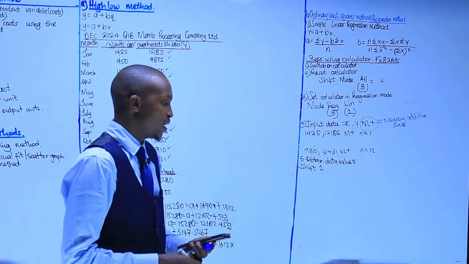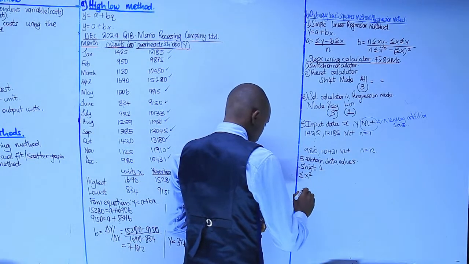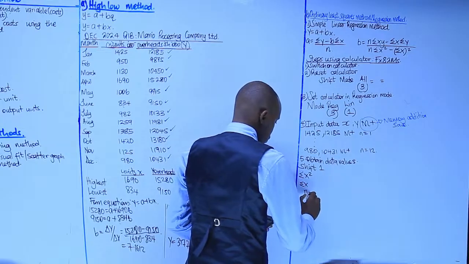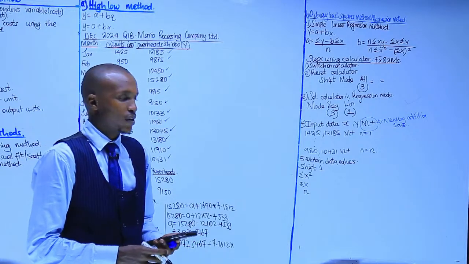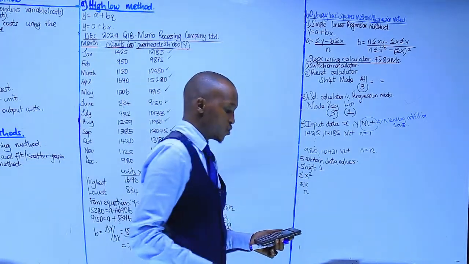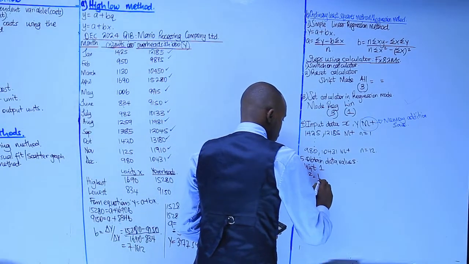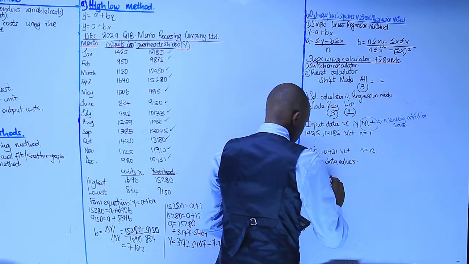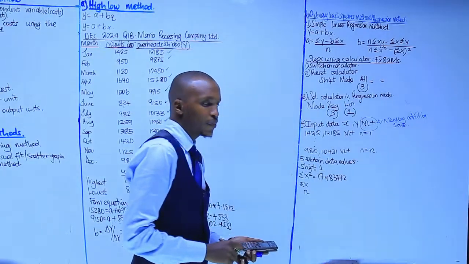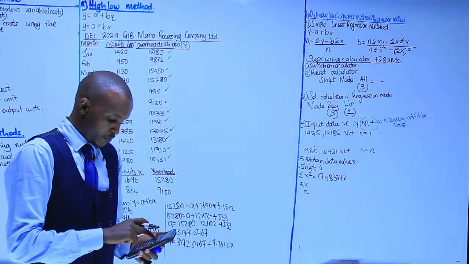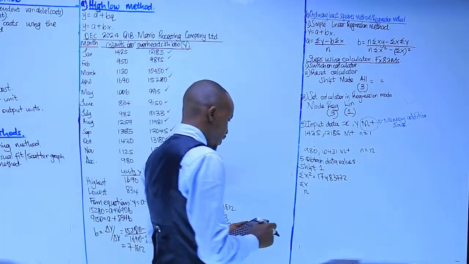When you press Shift 1, the first screen shows the summation of x squared, the summation of x, and n. To select any value, you press the number below it. For example, when I want the summation of x squared, I press 1, then equals. That gives me 17,483,772. Press Shift 1 again. When I want the summation of x, I simply press 2, then my equal sign.